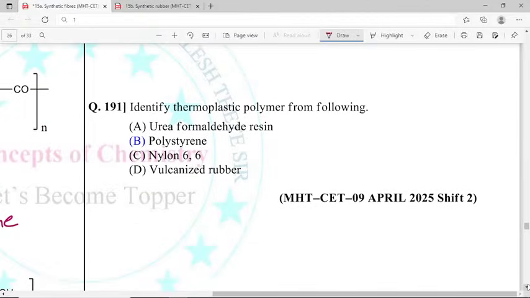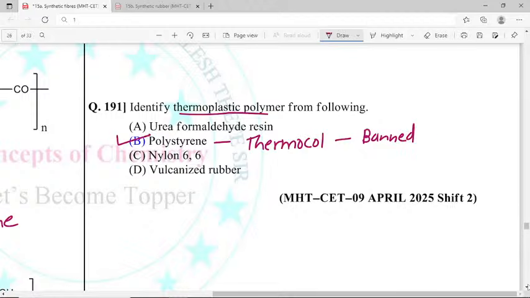Next, identify the thermoplastic polymer. Again the thermoplastic polymer is polystyrene. Polystyrene stands for thermocol, and thermocol is banned due to leaching on heating. Leaching on heating, that's why it is banned.